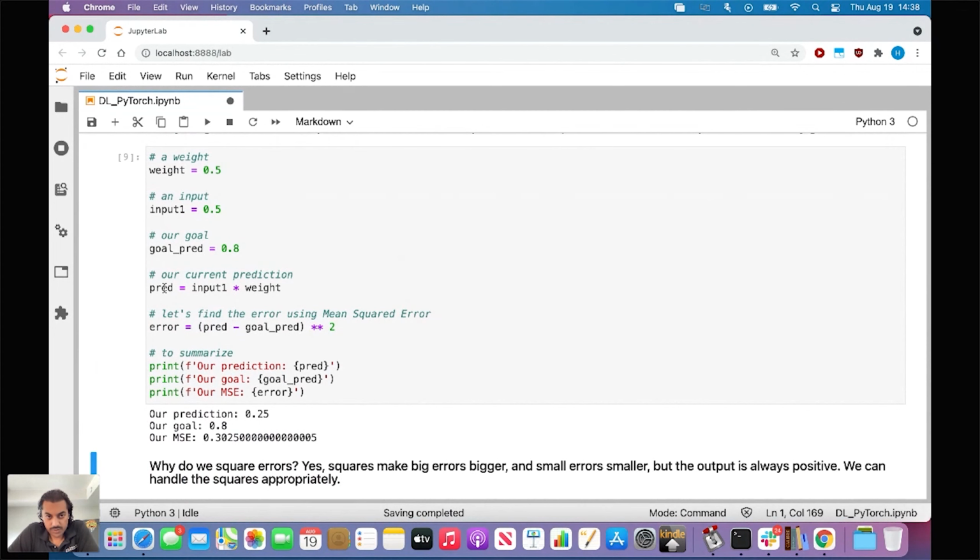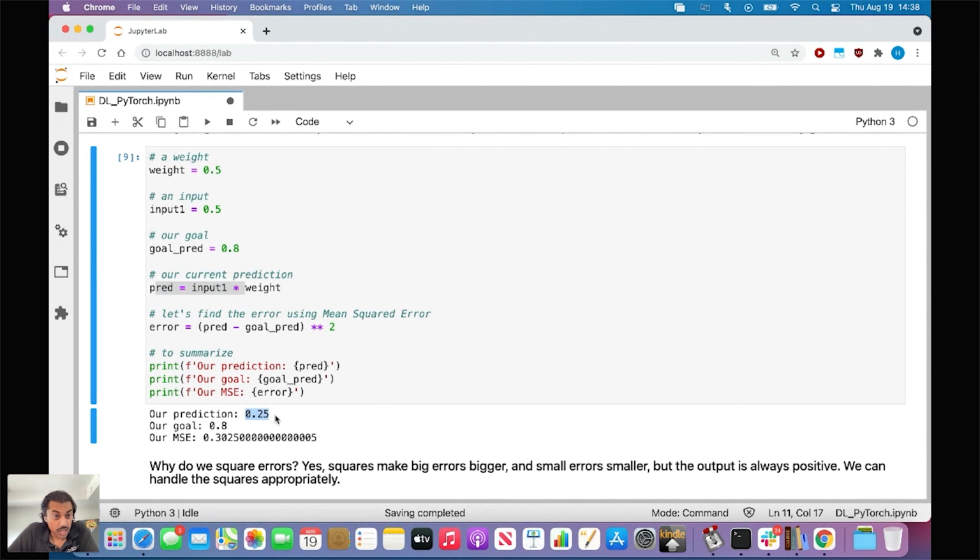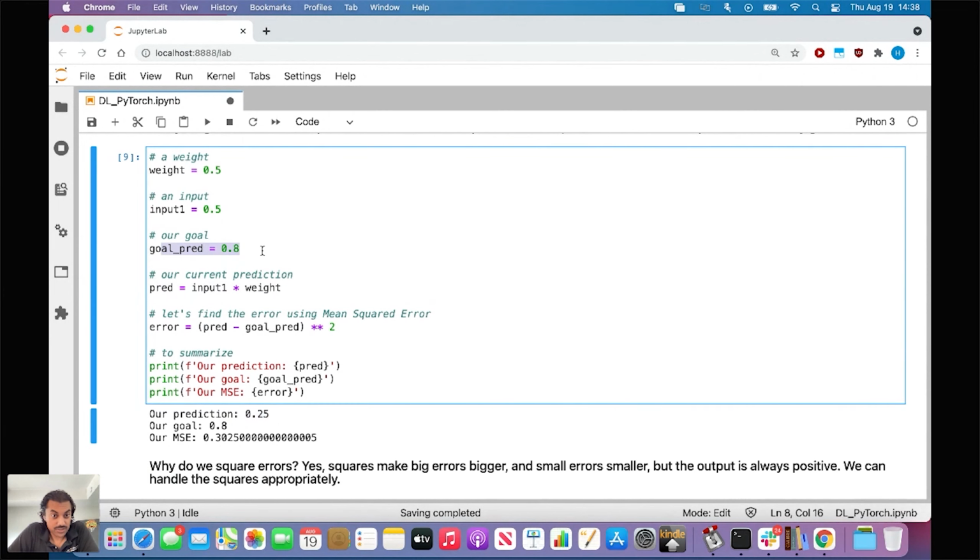So again, very simple. My prediction, following from our example earlier, we're just multiplying it through. So my prediction is 0.25, but my goal is actually 0.8. One of the ways that we can measure error is something called mean squared error. What the mean squared error represents is how much of an error we have in our prediction.